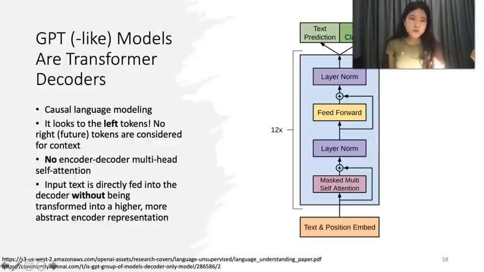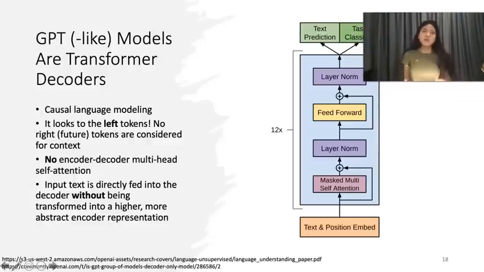Right. And these are GPT-like models. GPT-like models are transformer decoders, as you can see on the right. So they still apply causal language modeling. Language modeling is basically, to my understanding, a conditional probability model. So given the first several words, you predict the next. And given this word, you predict the next, and so on and so forth. So at each time step, you have those words before you. That's the causal language modeling. Basically, it looks at the left tokens, and no right or future tokens are considered for context.